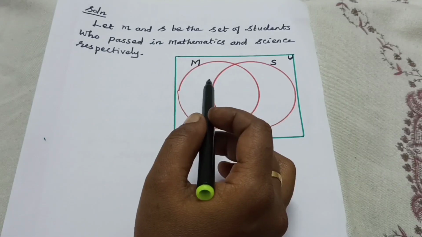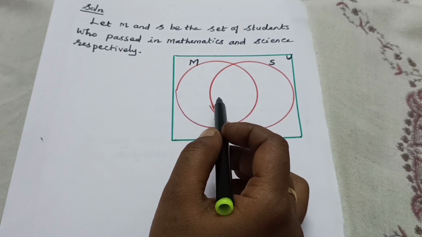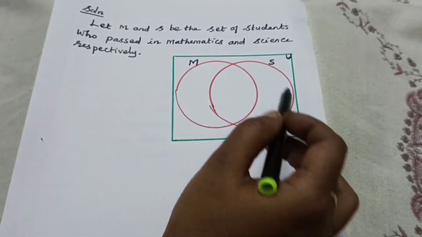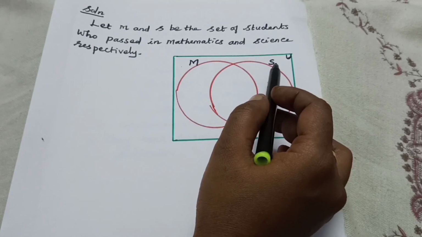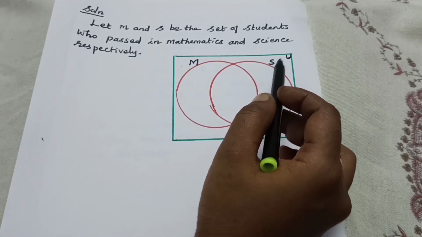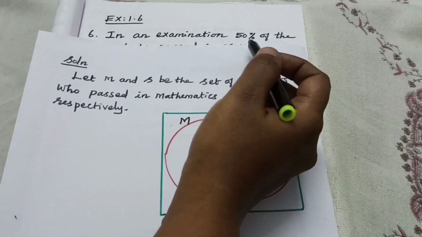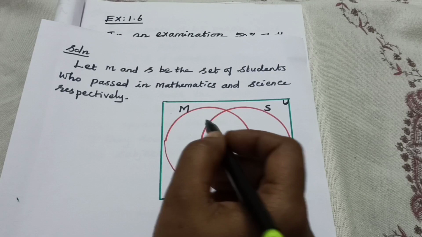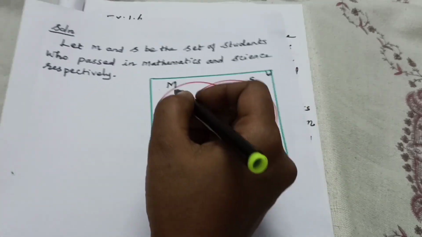the sets of students who passed in mathematics and science respectively. Okay. With the help of a Venn diagram we have to do this. Then 2 subjects, 2 circles we have to draw. This is the set mathematics. This one is the set of science students. Okay. Then what is given here? First we have to write, then 50% of people passed in mathematics.